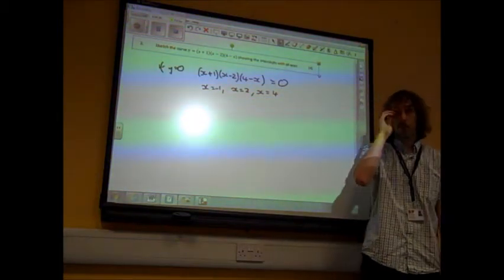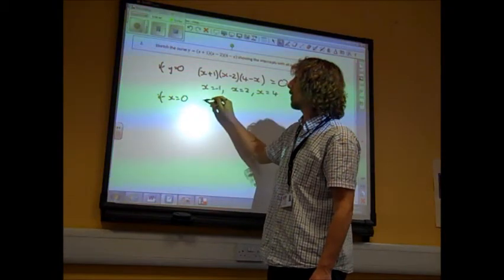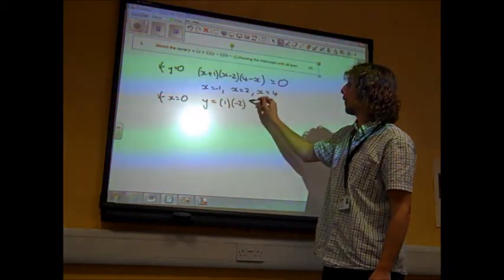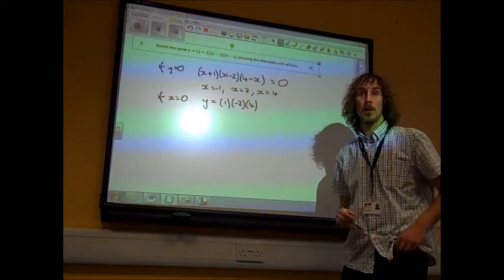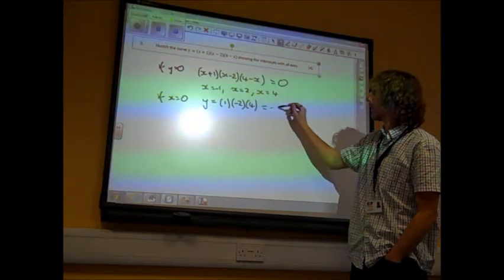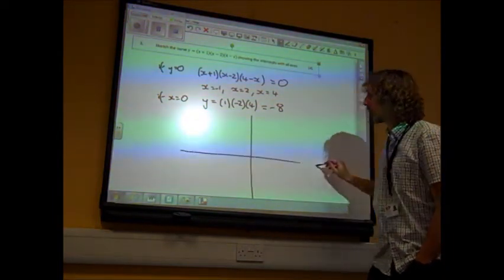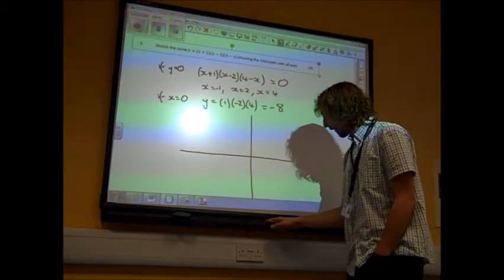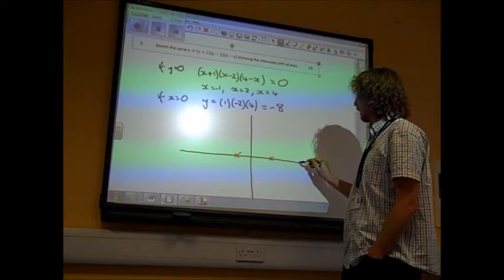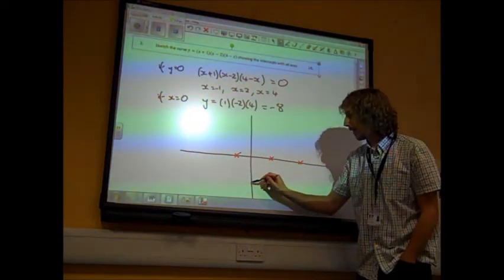We would also have to have a look at what happens if x equals 0. If x equals 0, then y equals 1 times minus 2 times 4. 1 times minus 2 times 4 is negative 8. So we've ended up with a graph that crosses the x-axis at -1, 2 and 4, and also crosses the y-axis at -8.